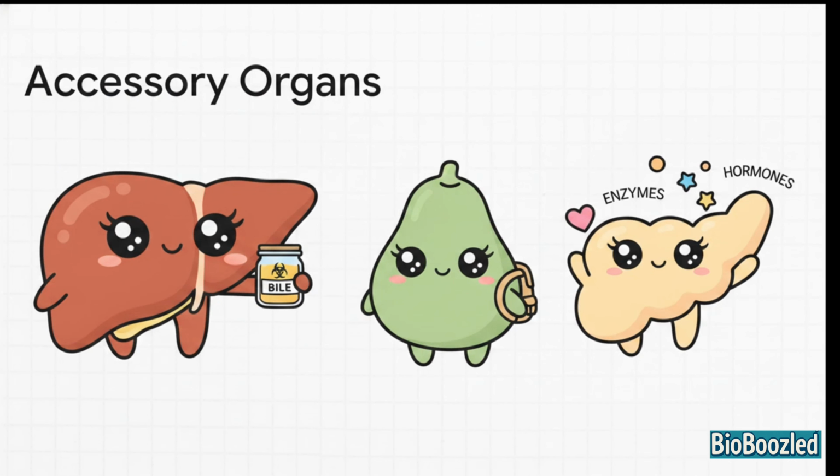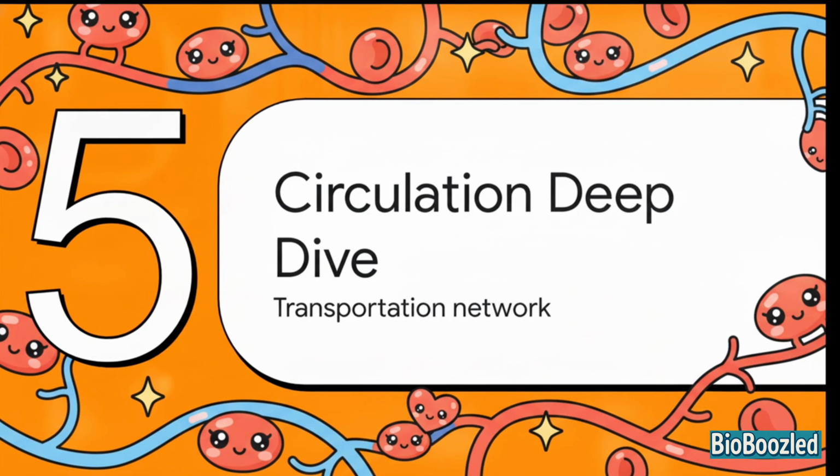But here's the thing, the stomach and intestines don't do all the chemical work entirely on their own. They rely heavily on vital accessory organs. Now, these organs don't actually hold the food directly, but they act as chemical factories supplying the digestive tract. The liver produces bile to help digest fats. The gallbladder acts as a storage unit to concentrate and release that bile. And the pancreas secretes crucial digestive enzymes and bicarbonate into the small intestine, while also producing hormones like insulin to regulate your blood sugar. Next up, Section 5, Circulation Deep Dive, our city's transportation network.